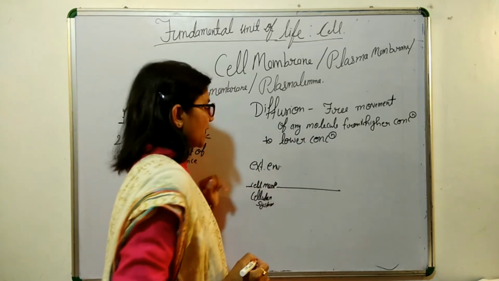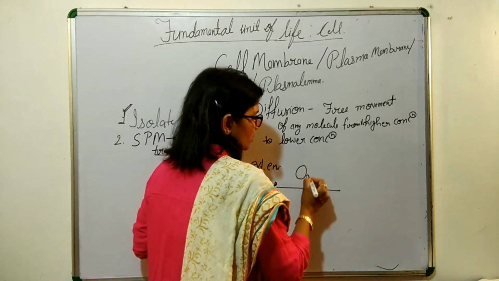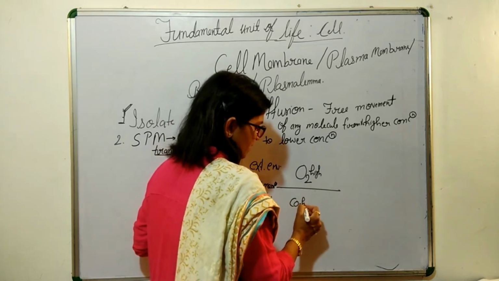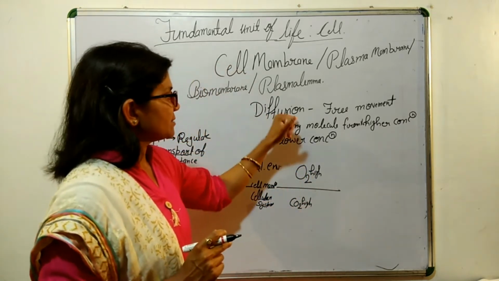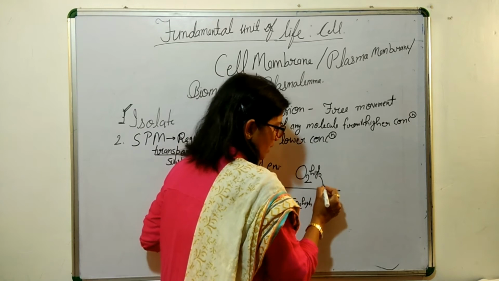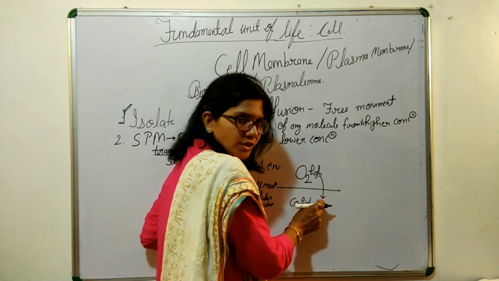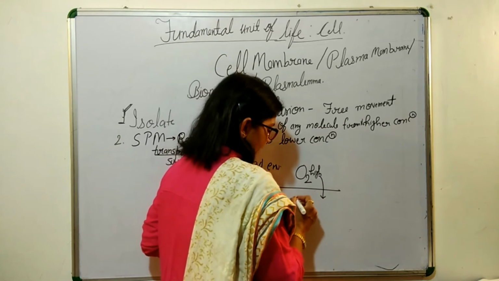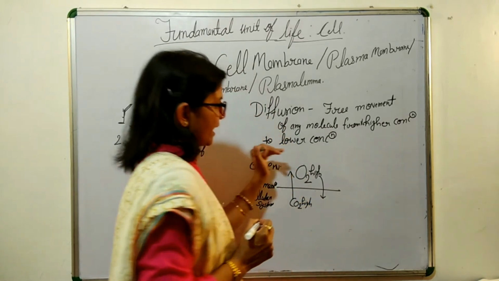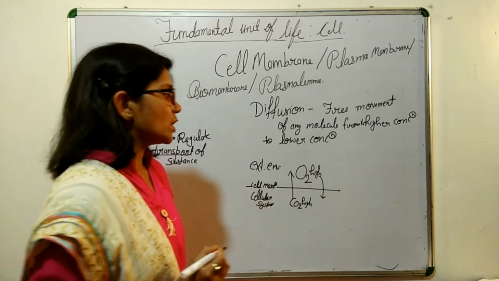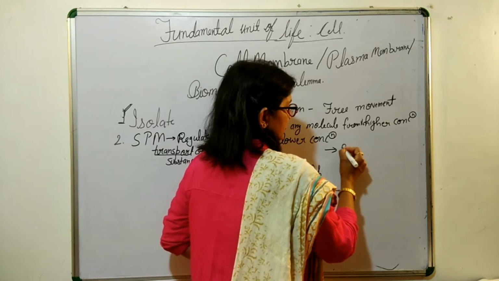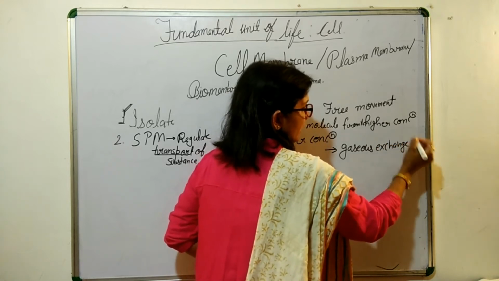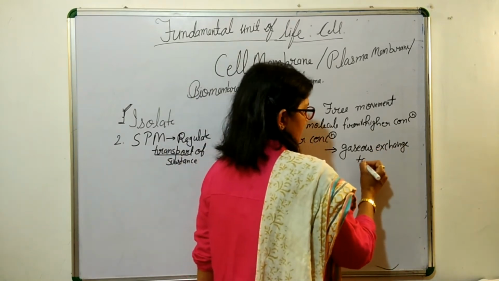What happens? In the external environment, the concentration of oxygen is high. Due to respiration, the concentration of carbon dioxide is high inside the cell. So, as per diffusion, what will happen? The oxygen will move in from higher concentration to lower concentration through this permeable membrane, and the carbon dioxide will move out to the external environment. So, due to this diffusion, gaseous exchange, which is very important for the respiration of any cell, takes place.